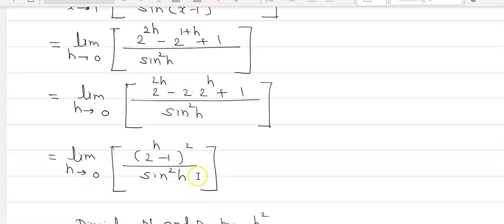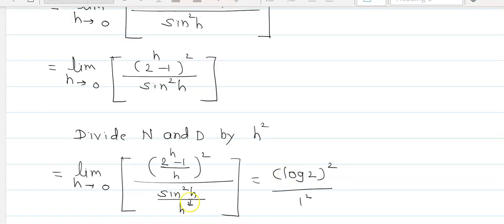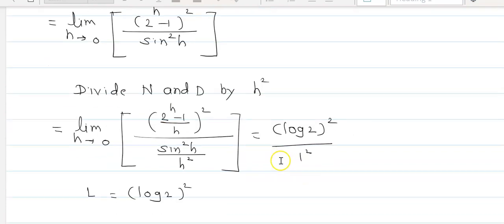Therefore, here we will require h square in the numerator and denominator. Therefore, divide numerator and denominator by h square. Therefore, limit h tends to 0, (2 raised to h minus 1 upon h) whole square upon sin square h upon h square. The value of this limit is 1 square, log of 2 whole square. Therefore, the answer is L equals (log 2) whole square. Now see this.